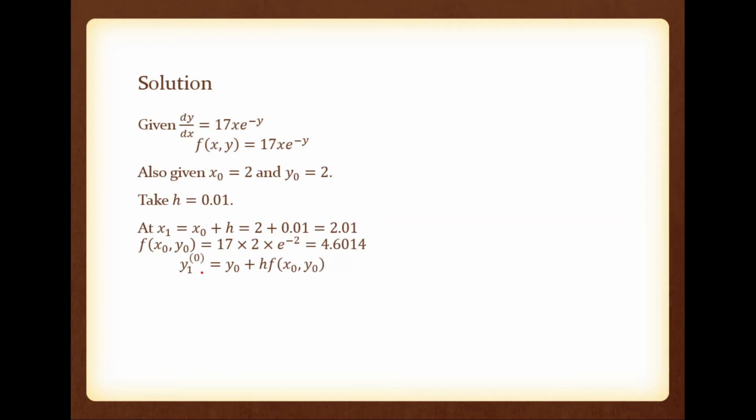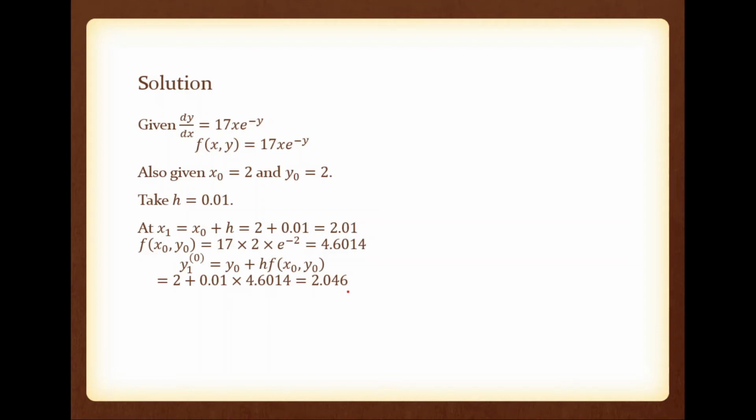So now y1, first we have to apply Euler's method. What is Euler's equation? y1 is equal to y0 plus h into f of x0 comma y0. So that is equal to 2, y0 is 2, plus 0.01, that is h, into f of x0 comma y0, which is 4.6014. So 2 plus 0.01 into 4.6014 is equal to 2.046. So by applying Euler's method, y1 is equal to 2.046.